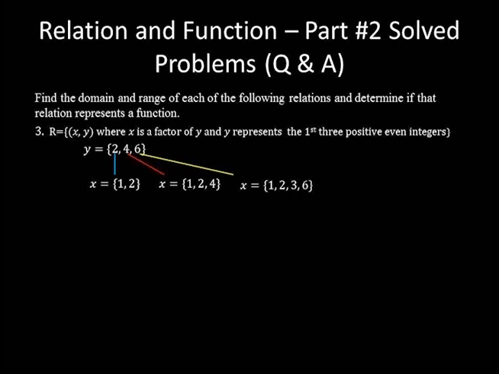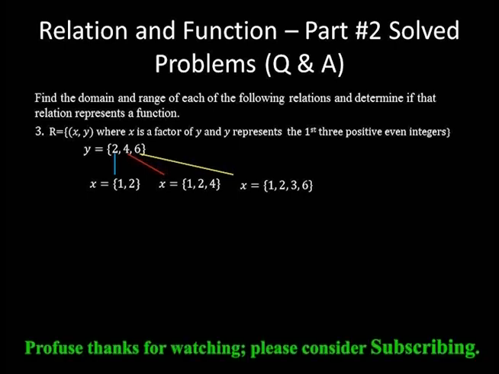Since we figured out all the values of x and y, we can list out the domain and range of the given relation. Domain of relation equals: 1 is found in all these three sets, so 1 is an element of the domain. Also 2 is there in all three sets, thus 2 is also an element of the domain. Other elements are 3, 4, and 6. Range of relation equals: range means simply the values of y, that's 2, 4, and 6.